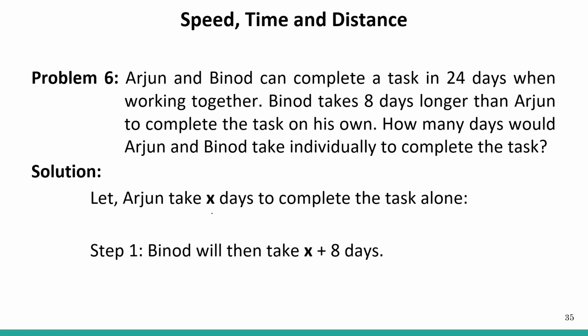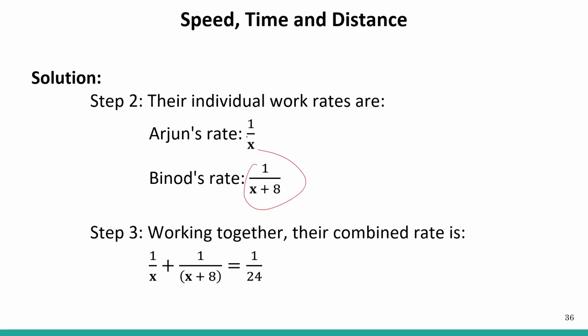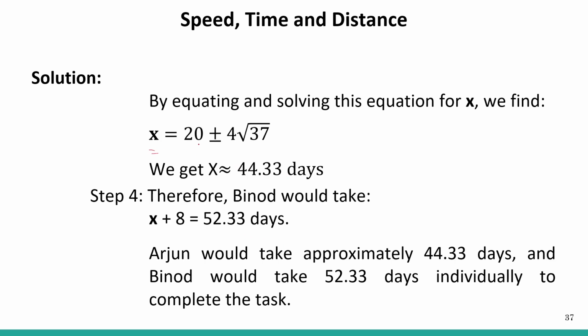So let Arjun take x days, and so Binod will take x plus 8 days. So their work rates will be this much and this much respectively for Binod and Arjun. So working together, their combined rate will be this much. So x is equal to 20 plus or minus 4 root 37 is the answer by solving the quadratic equation. So we get x is equal to what? 44.33 days. Okay, because that is the only positive value that x can take here.